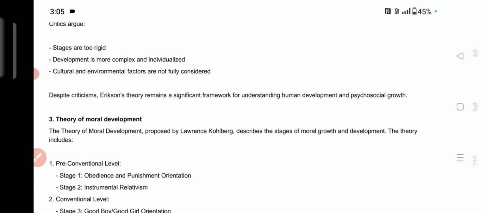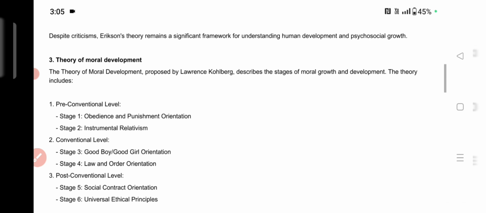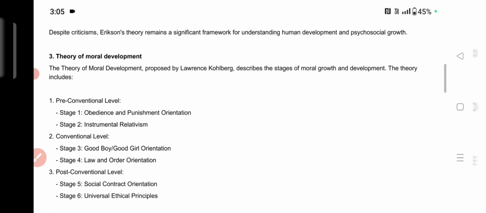So here also some critics are there. Stages are too rigid. Development is more complex and individualized. Cultural and environmental factors are not fully considered. So to conclude, this remains a significant framework for understanding human development and psychosocial growth.